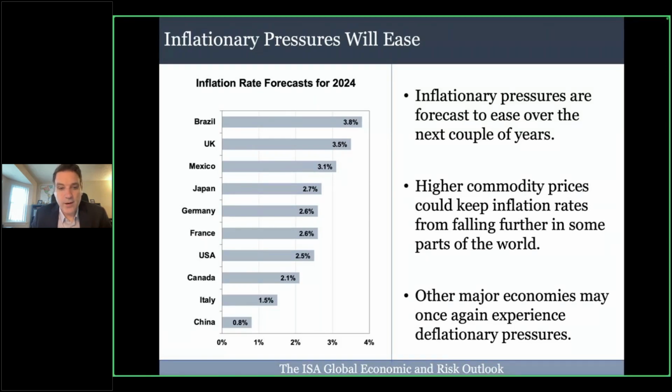As you can see, they are still relatively high, still above the 2% target that many central banks use as their inflation target, but they are slowly forecast to come down, also here in the US. But we may have to wait a few months. Inflation could remain above 3% here in the US for at least a couple more months and then fall in the latter part of the year.